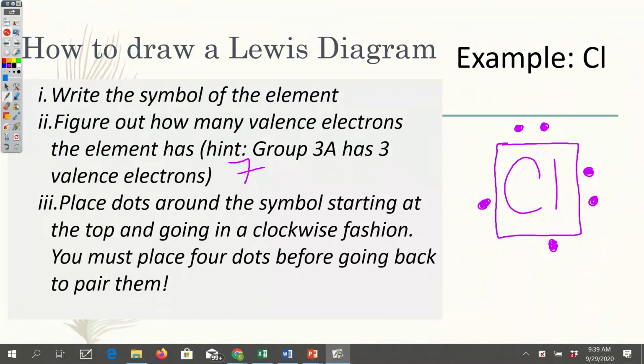5, 6, 7. All right, the way Canvas is going to ask you, to make sure you know how to draw this, is going to ask you how many lone electrons there are, right? Lone electrons are ones that don't have a partner next to them, right? So partner, partner, partner, partner, partner, partner. So, right, this one would have 1 lone electron.